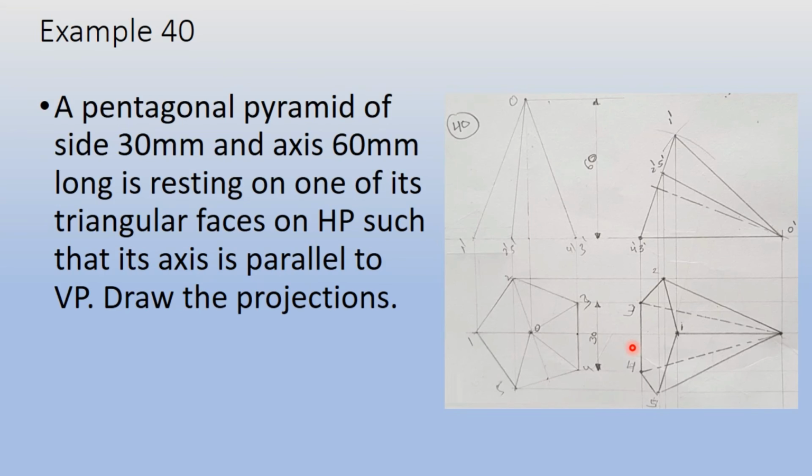So this is the final solution of a pentagonal pyramid resting on its triangular face on the HP. Now this is just our assumption that it is standing directly on its base on HP, and then we have tilted it such that, now you can see here, one of the triangular faces is resting on the HP, and the axis is parallel to VP. As you can observe, if this is the XY line, this is the axis, so this is going to be parallel.